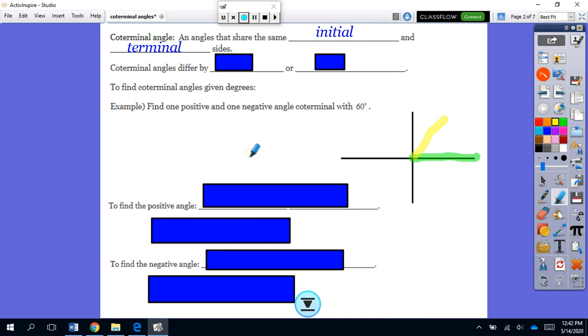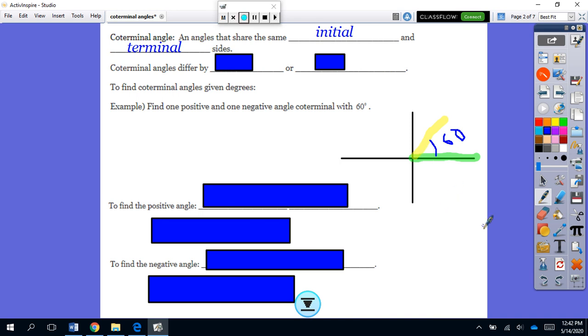Now, how do I find coterminal angles in the unit circle? Well, let's look at this. From here to here is 60 degrees. What would a coterminal angle look like? Well, it's just an angle besides a 60-degree angle that's in the unit circle.